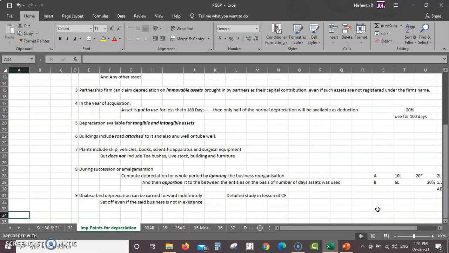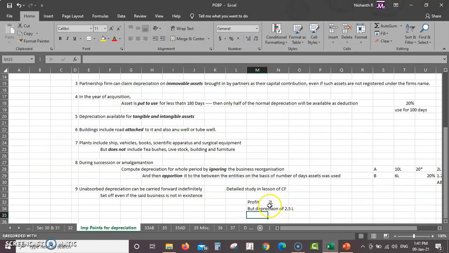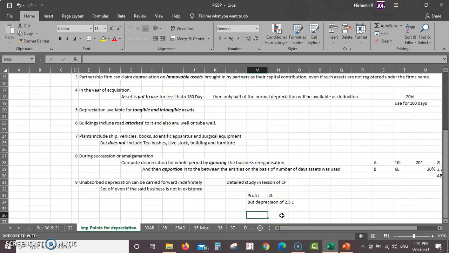And finally, unabsorbed depreciation can be carried forward indefinitely. Detailed study will be provided in the lesson of carry forward. Just keep in mind there is an item called unabsorbed depreciation, and by unabsorbed depreciation what it means is any amount of depreciation which could not be absorbed due to lack of profit. Say in a year you have a profit of 2 lakhs but depreciation of 2.5 lakhs. So you can take out this whole 2 lakhs with the 2.5. That will leave you at zero profit.